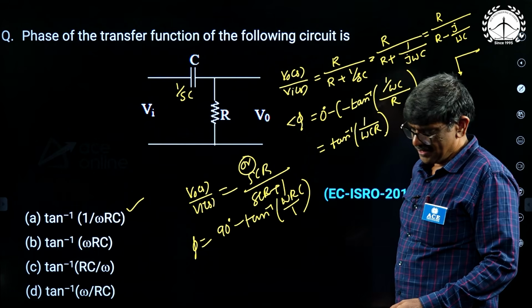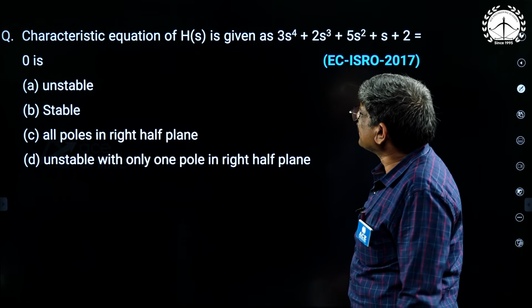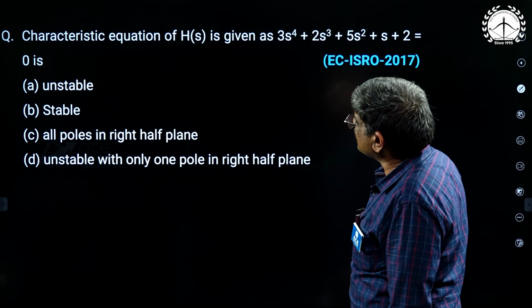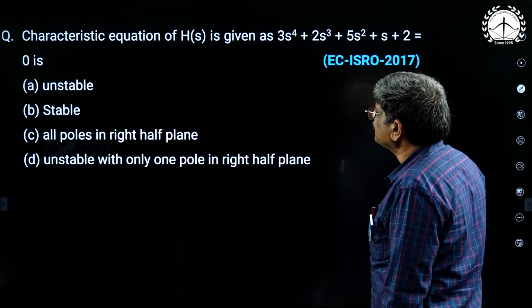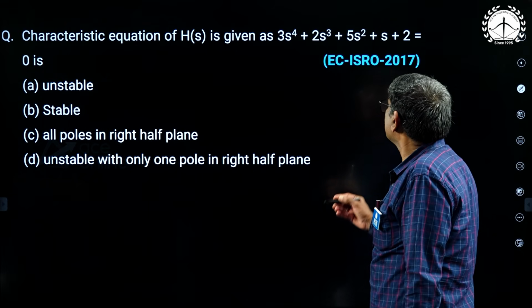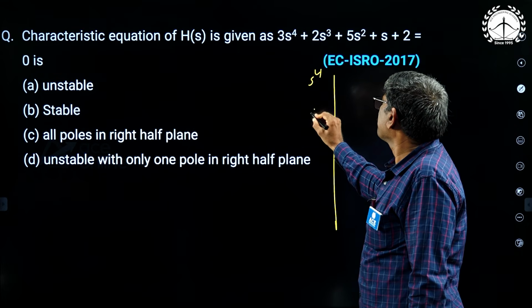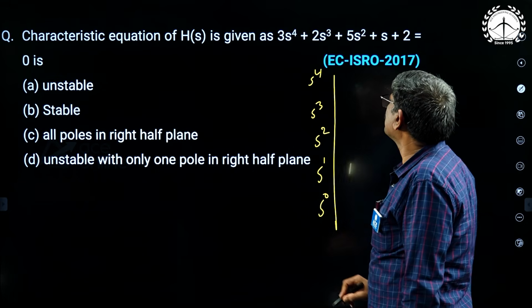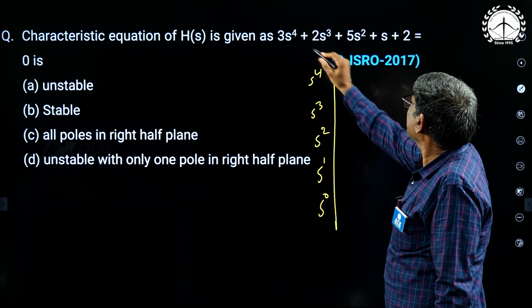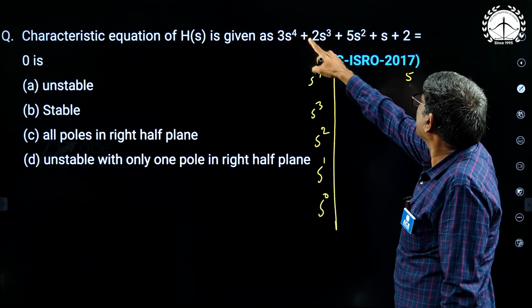Okay? Next, based on the options we should proceed writing the phase angles. The characteristic equation is given and they are asking either stable or unstable. So write the Routh tabular form. S power 4, S cube, S square, S power 1, S power 0. Then here 3, alternate 5, alternate 2, 3, 5, 2.